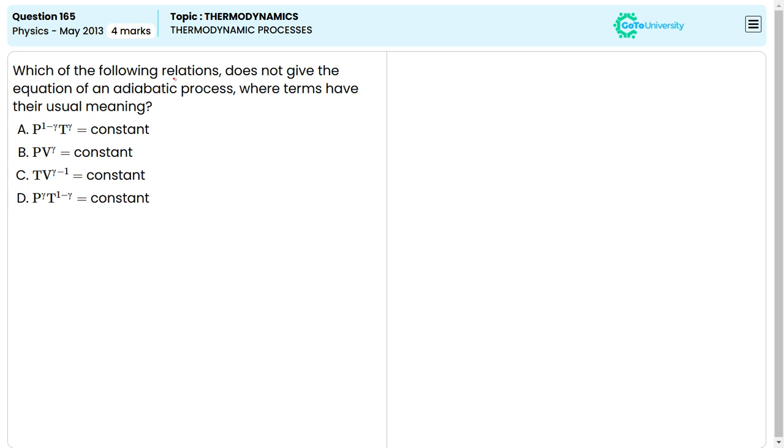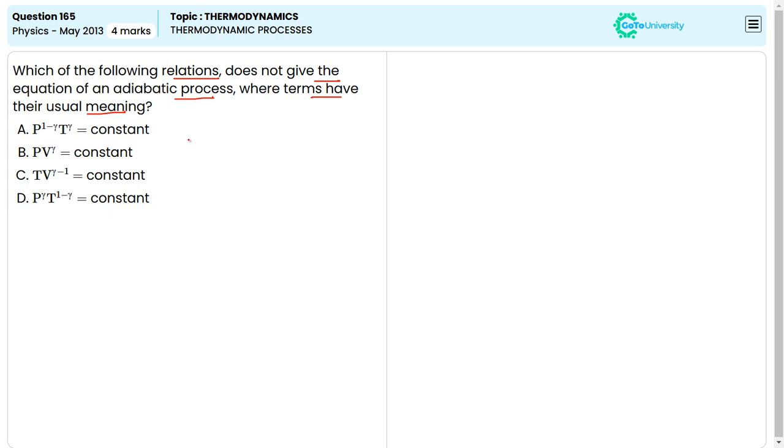Which of the following relations does not give the equation of an adiabatic process where terms have their usual meaning? Option A: P to the power of 1 minus gamma into T to the power of gamma is equal to constant. Option B: PV to the power of gamma is equal to constant. Option C: TV to the power of gamma minus 1 is equal to constant. Option D: P to the power of gamma into T to the power of 1 minus gamma is equal to constant. Among these four options, which one is not following the relations we need to find here?